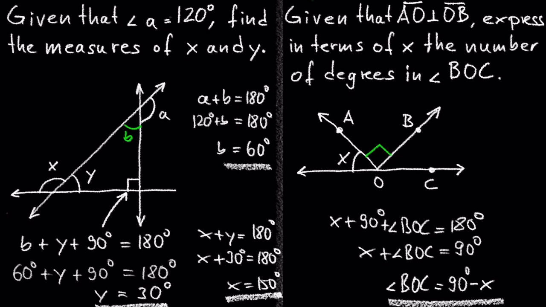What does angle BOC equals 90 degrees minus x mean? Well, for example, when x is 30 degrees, then angle BOC is 60 degrees. When x is 50 degrees, then angle BOC is 40 degrees.